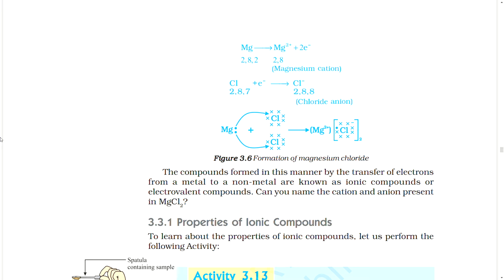The compounds formed in this manner by the transfer of electrons from a metal to a non-metal are known as ionic compounds or electrovalent compounds. Can you name the cation and anion present in MgCl2? Comment this.